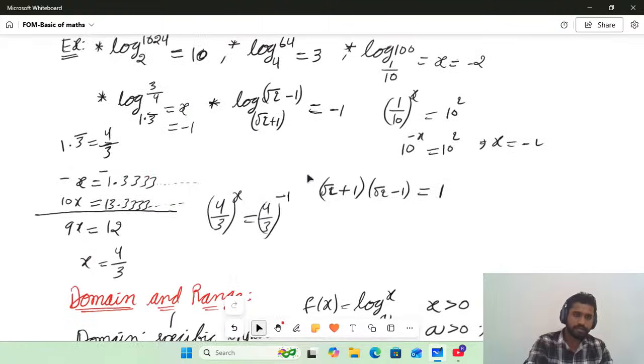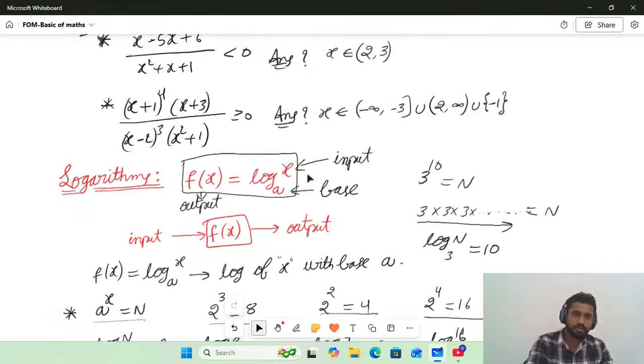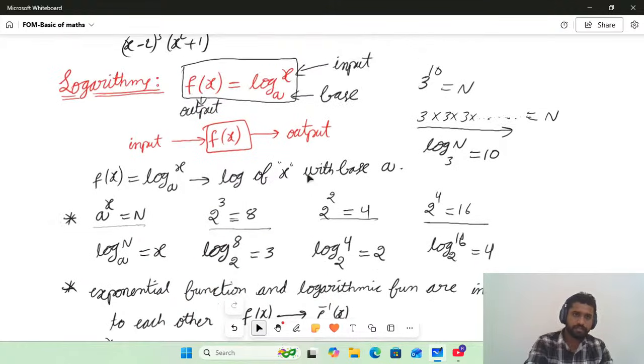Logarithms we have completed fully today. So logarithms, we have started from here. What input can we give for the logarithm, and what are the conditions for the base? The base should be greater than 0 and not equal to 1 for the logarithm.